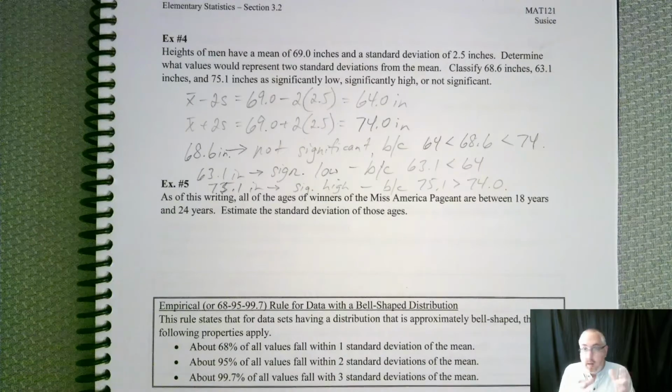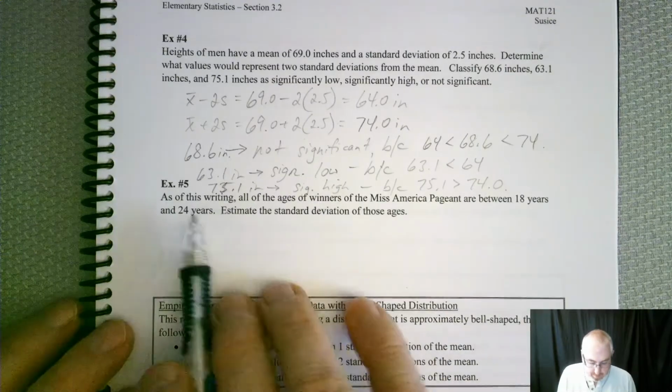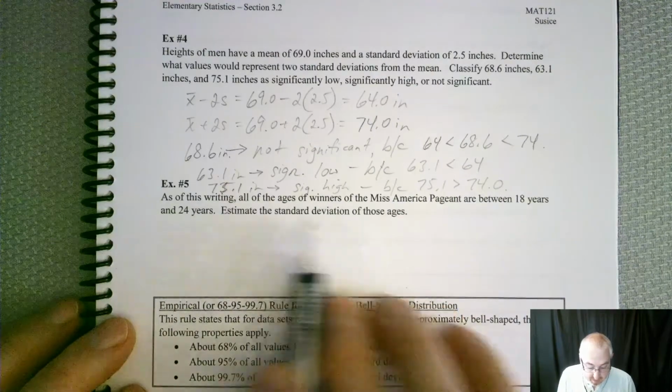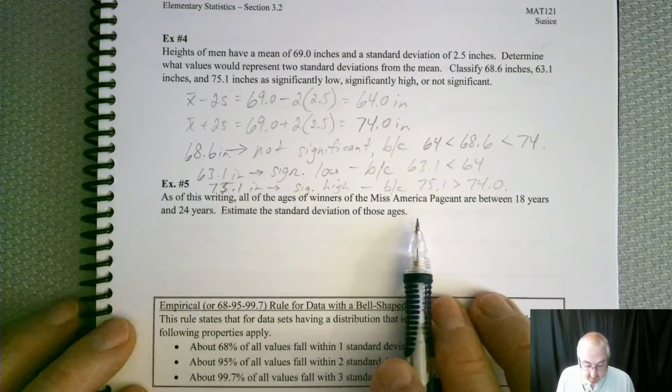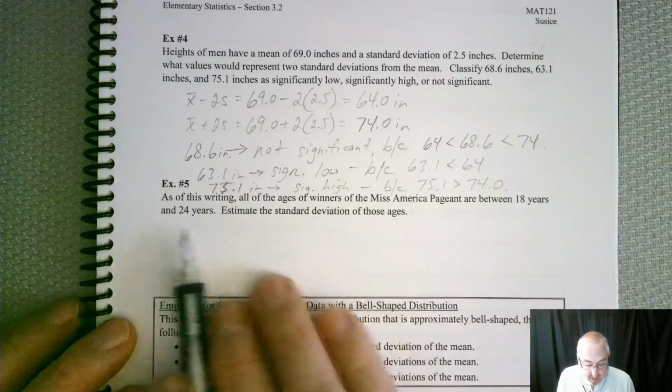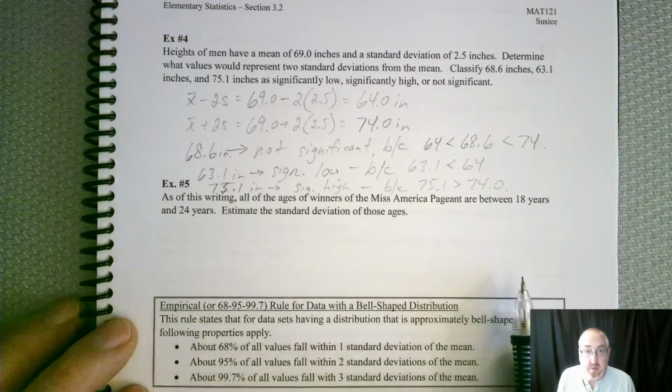You can do that with any set of data when you have the mean and standard deviation. We're going to see more of that type of analysis as we go. Looking at example 5 now, it says, as of this writing, all the ages of winners of the Miss America pageant are between 18 years and 24 years. Estimate the standard deviation of those ages.